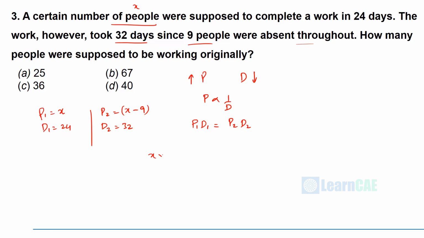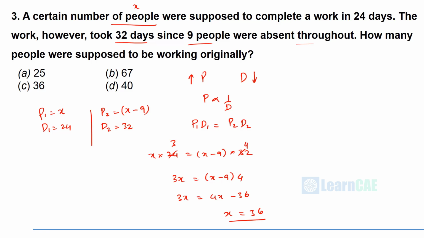P1 is x, D1 is 24, which is equal to P2, that is x minus 9, into D2, 32. Okay, so we shall solve this by 8. This will be 3 times, this will be 4 times. 3x is equal to (x minus 9) into 4. 3x is equal to 4x minus 36.